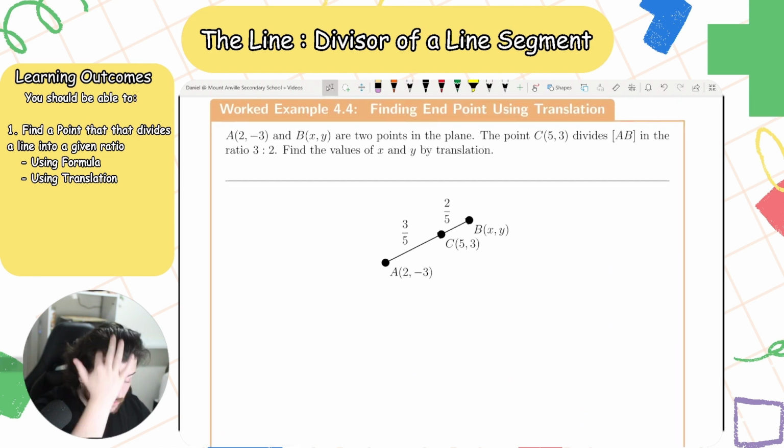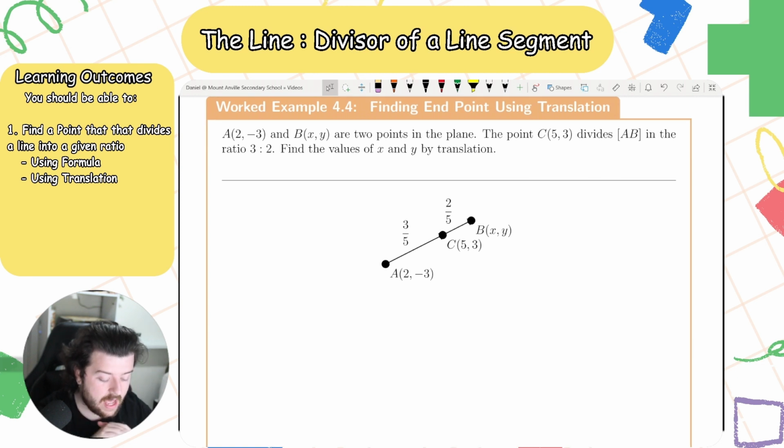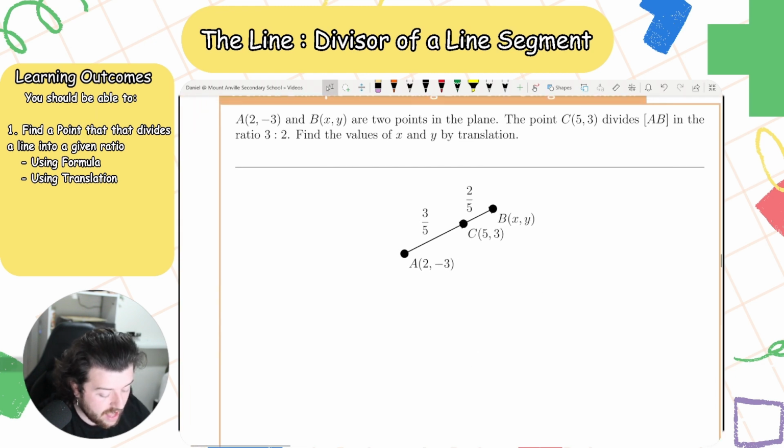This time we are given my dividing point, but we're not given my end point. So A is (2, -3), B is (x, y), are 2 points in the plane. The point (5, 3) divides AB in the ratio 3:2. Find the values of x and y by translation. So again, I'm in the ratio 3:2. Therefore A to C takes up 3/5 of my journey, and C to B takes up 2/5 of my journey.